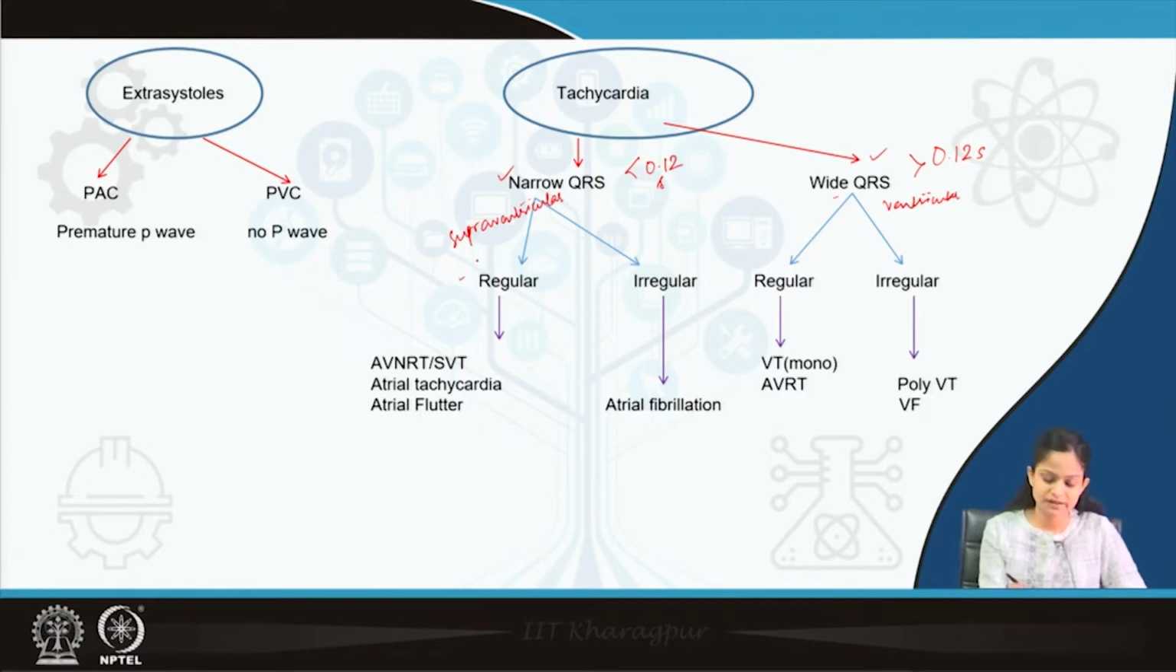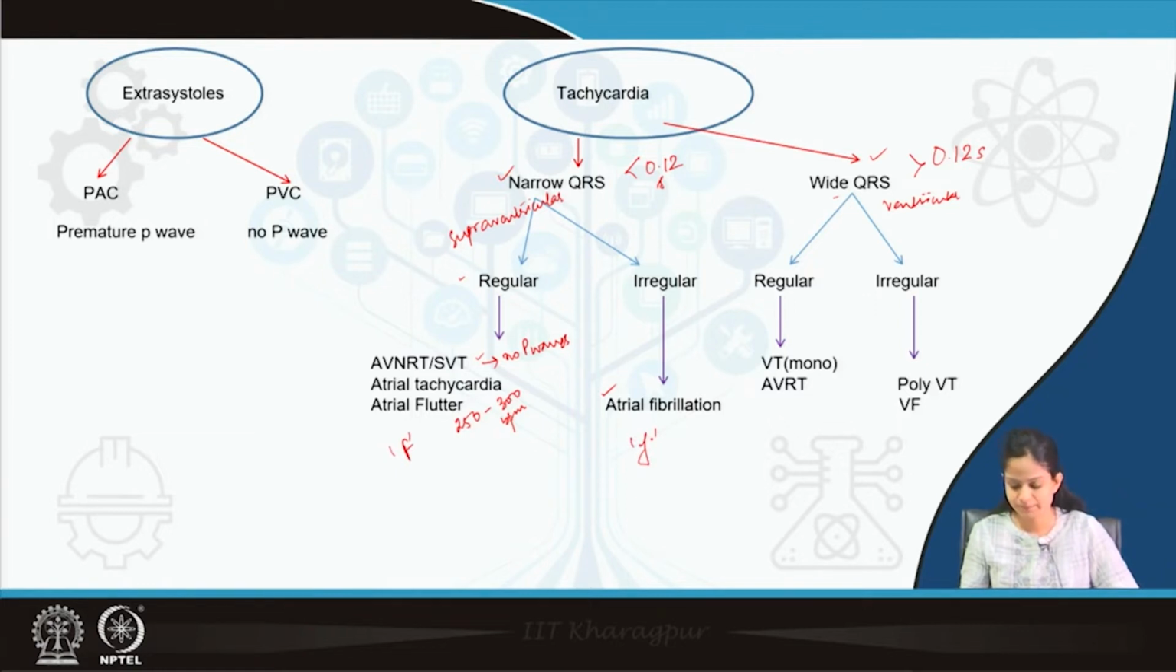Narrow QRS complexes which are regular in nature are generally AV nodal reentrant tachycardia, or SVT, paroxysmal supraventricular tachycardia, where generally we do not have any P waves. Then there is atrial tachycardia and also atrial flutter, where usually the atrial rate is between 250 to 300 beats per minute. If the tachycardia with narrow QRS complexes is irregular in nature, we go for atrial fibrillation. In flutter we see the flutter waves, the capital F waves, and in fibrillation we have small fibrillatory waves, very irregular in nature.